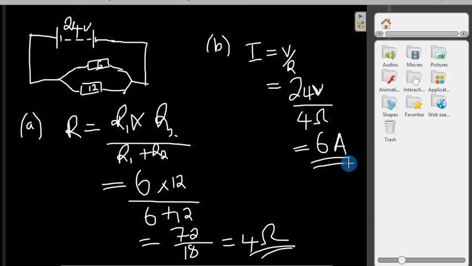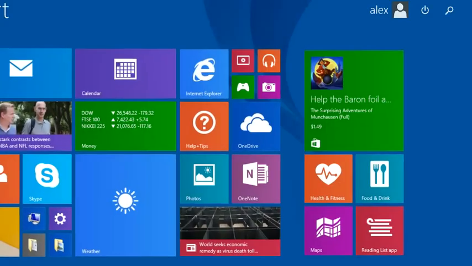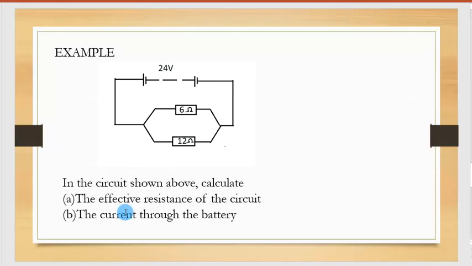Okay, so those are the solutions for the question on parallel resistance. A, the effective resistance, which is the total, and then B, the current through the battery. Current through the battery is simply the total current in the circuit.